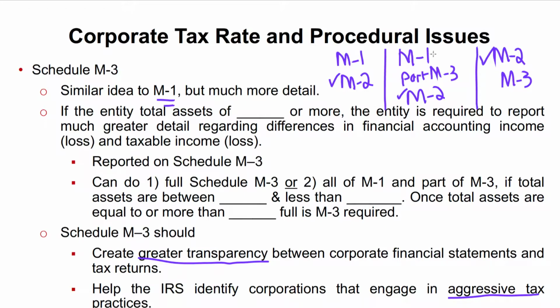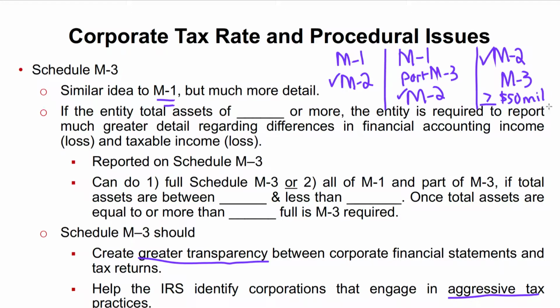Now, here's where this situation makes a difference. You can do either the full Schedule M3 if you have $10 million or more, and you can always do M2 and M3 like this. Or you can do all of the M1, which is what we have here, and part of the M3. You don't have to do all of it, but there's part of the M3 you must file, if total assets are between $10 million and less than $50 million. Once total assets are equal to or more than $50 million, the full M3 is required. So that means this is greater than or equal to $50 million in total assets.